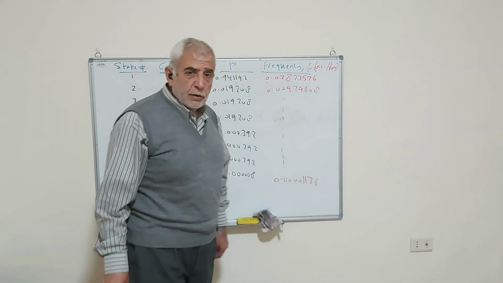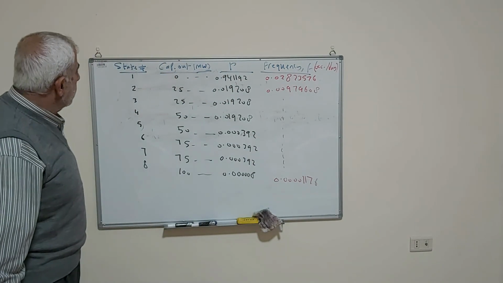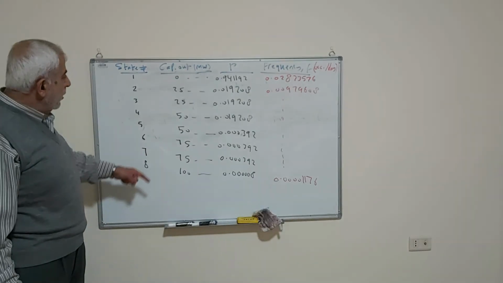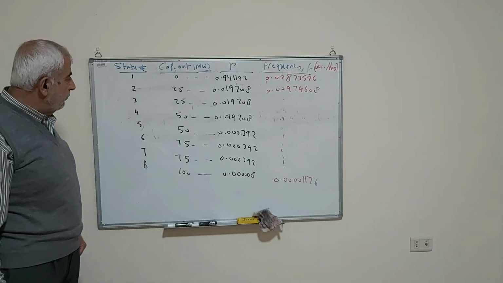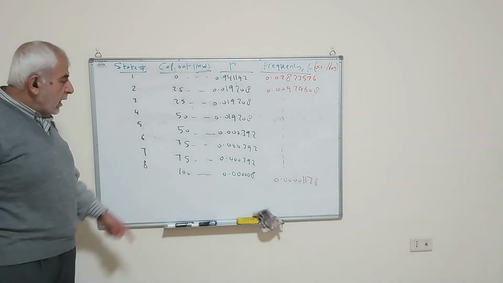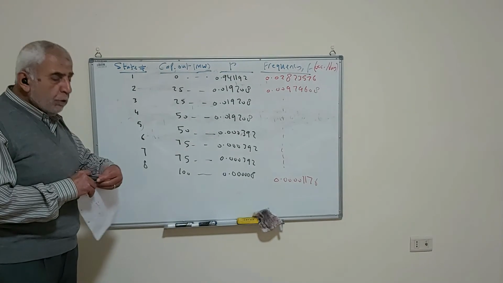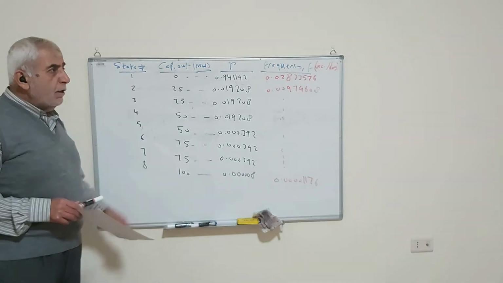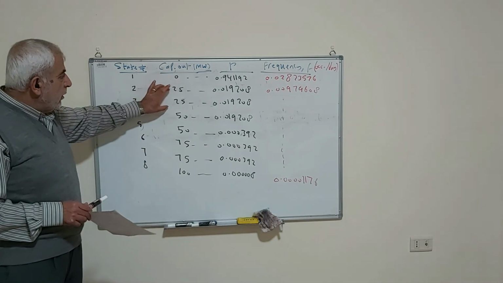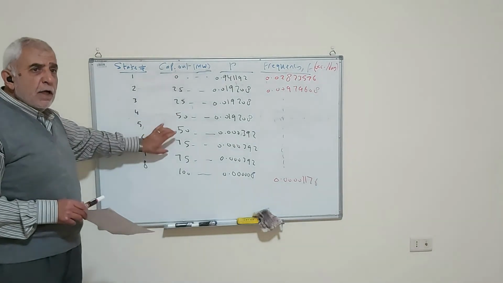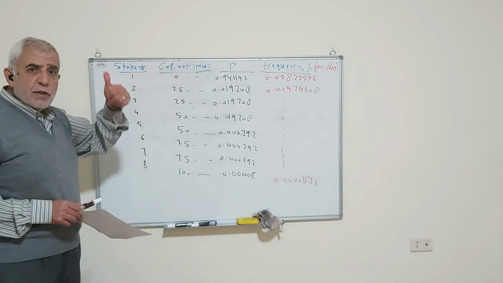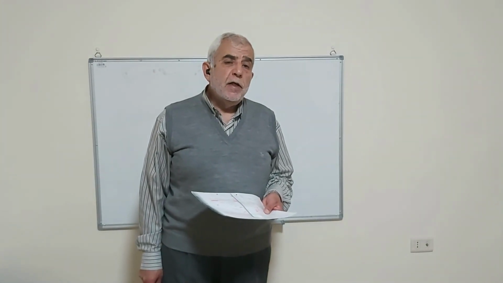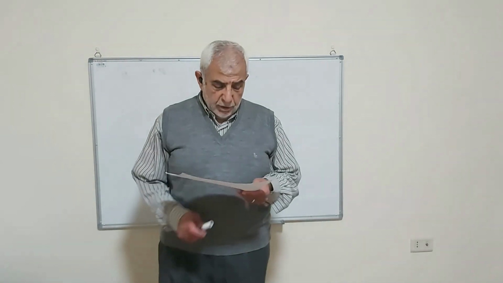Now, what you can observe is that we can have identical frequencies in this table. For example, 25-25, 50-50, and 75. So what we are going to do now is merge the identical states. I'm going to merge 25, 50 and 75 into a single state. As we said, we are going to merge the identical states into a single state.